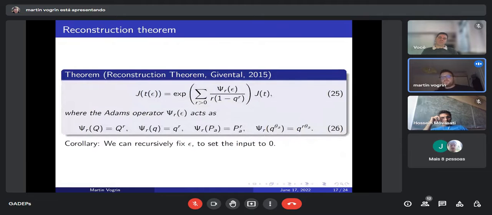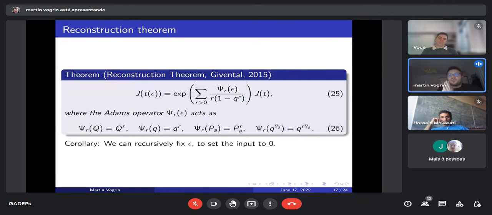So there's the reconstruction theorem, which tells you that you can actually remove the input by finding a suitable operator, which is the exponential of this sum, where psi r is the Adams operator and acts as follows on Q, q^r, on large Q, small q, P_a, and q to the power of theta a. One finds the appropriate epsilon, which is again a power series in both small q, large Q, P, and q. One does this recursively, and by using this operator, you can eliminate the input. Again, it's a procedure that you implement in a computer program, and it allows you to remove the input.